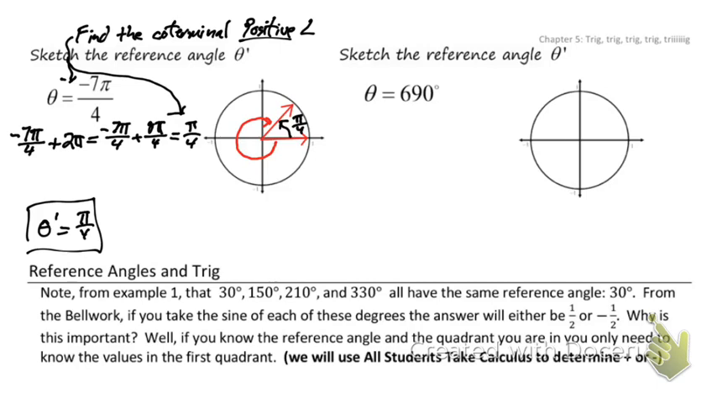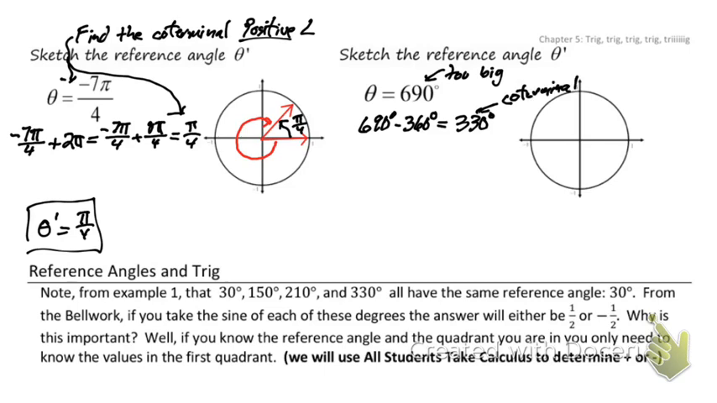That is too big for us to be able to put on the unit circle. So once again, we're going to find a coterminal angle. We find coterminal angles of a too big angle by subtracting either 2 pi or 360 from it over and over again. So in this case, we're going to take 690 and subtract 360 from that. Well, that's just going to equal 330 degrees. That is our coterminal angle.